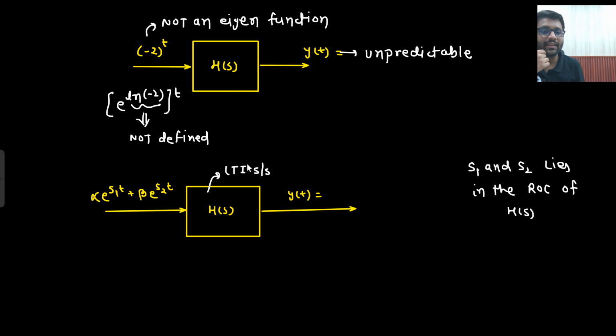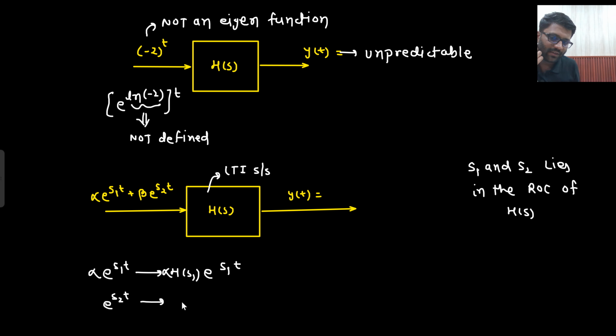This is a linear time invariant system, and a linear time invariant system will follow the property of additivity and homogeneity. So if only e to the power s1 t was applied, then what would be your output? H(s1) e to the power s1 t. Now if I multiply here with alpha, then alpha will be multiplied here also. If only e to the power s2 t was applied, then what would be your output? H(s2) e to the power s2 t. So whatever the input was there, that will be reflected back. Now what will be the eigenvalue?